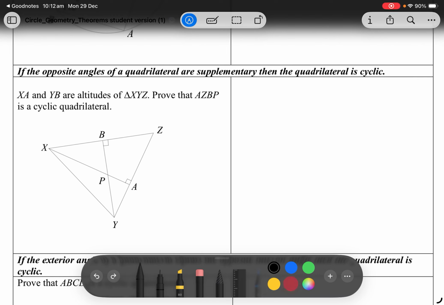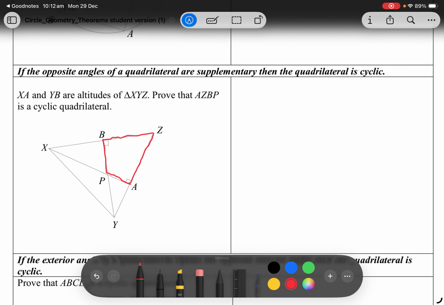So we're trying to prove that this one here, AZBP, is cyclic. Now, our altitudes, this just means the perpendicular height. So XA is the perpendicular height of one particular triangle, and YB is the perpendicular height of another one. But we're looking at this one here.